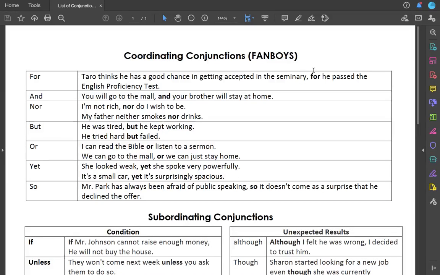There are three major categories when it comes to grammar for the connecting words that we talked about. One is what we call coordinating conjunctions, or FANBOYS. Don't try to find it in the dictionary because there's no such thing as fanboys. It doesn't have a meaning. It's just an acronym that stands for for, and, nor, but, or, yet, so. This is the first category.